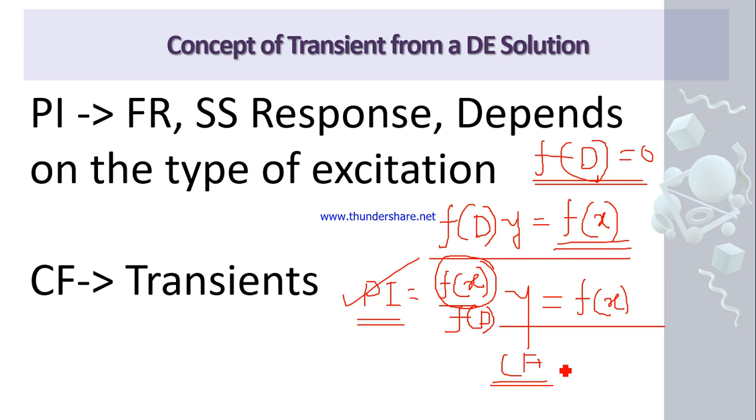So the concept of transient you can conceptualize in that way: if we can model something by mathematical modeling, and there if you remove the excitation part and get the solution, that will give the transient. We can assume in this way. Okay.